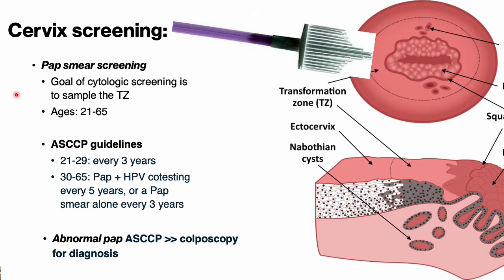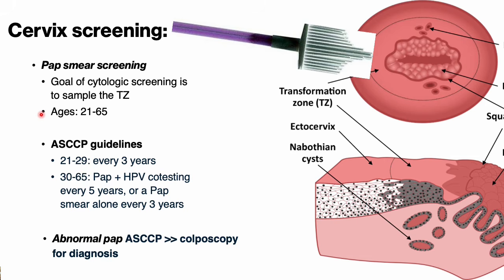And so cervical cancer screening is pap smear screening. And the goal is to sample the transformation zone. So I put this picture in here for anybody who doesn't remember what the transformation zone is. And so that's the area where the transformation from the squamous epithelium to the columnar epithelium takes place and where dysplasia can typically arise. Pap smears are screening tests.